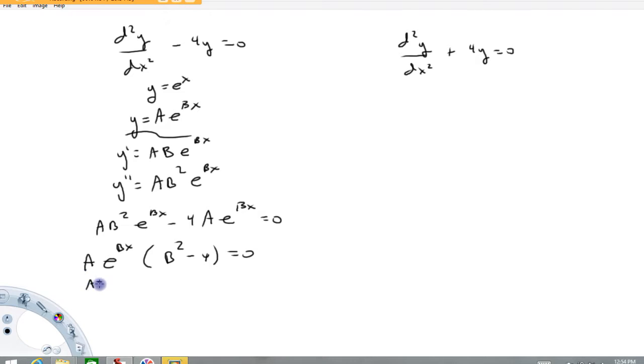This is a solution that is typically thrown out because if a is equal to 0 and I look at my solution here, I don't have a solution really. I have just y equals 0. And although that actually solves this equation, if I differentiate 0 twice I get 0, and if I put a 0 here I still get 0, it's not what we're looking for. That's called the trivial solution. So this we don't allow.